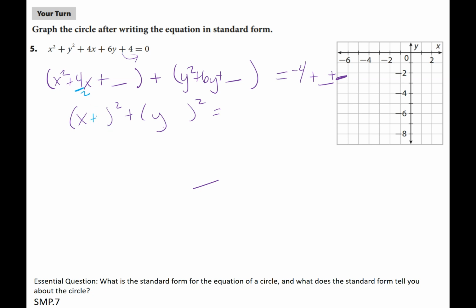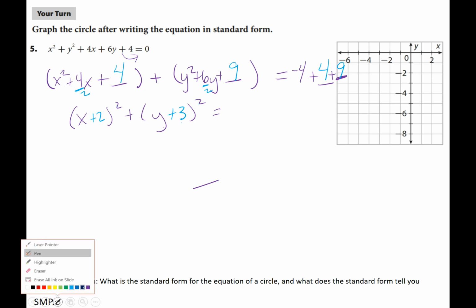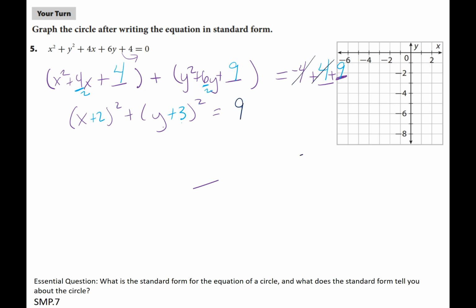4 divided by 2 is 2. And then we square it, which would get 4 to both sides. We're going to take the 6 and divide it by 2. We get 3. We're going to square that. We get 9 to both sides. Then you'll notice that my -4 and my +4 cancel, and I'm just left with 9.